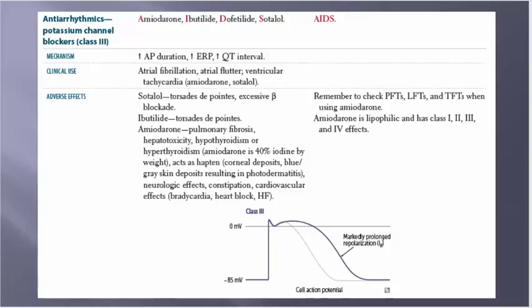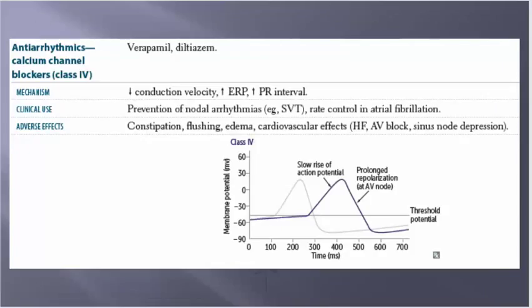Amiodarone is also lipophilic and has class 1, 2, 3, and 4 effects. Ibutilide: Torsades de Pointes. Amiodarone: pulmonary fibrosis, hepatotoxicity, hypothyroidism or hyperthyroidism. Amiodarone is 40% iodine by weight. It acts as a hapten. Also corneal deposits, blue-gray skin deposits resulting in photodermatitis, neurological effects, constipation, cardiovascular effects.